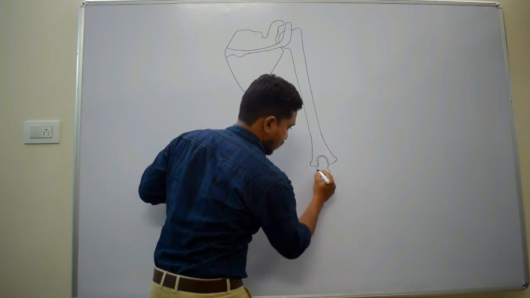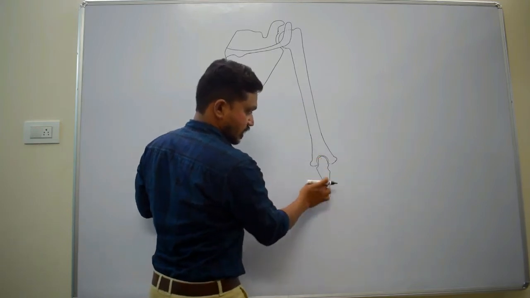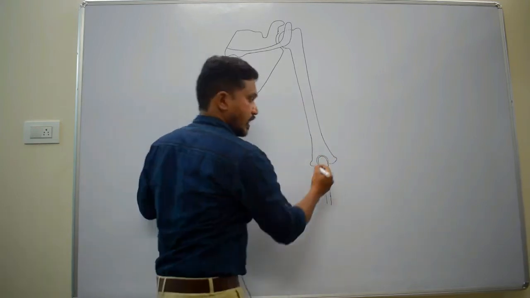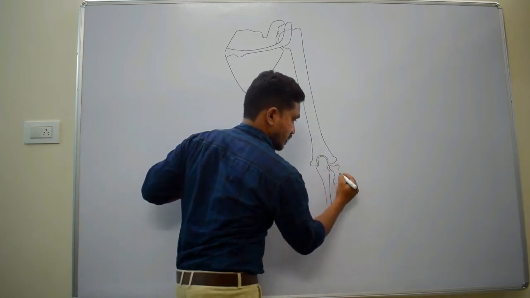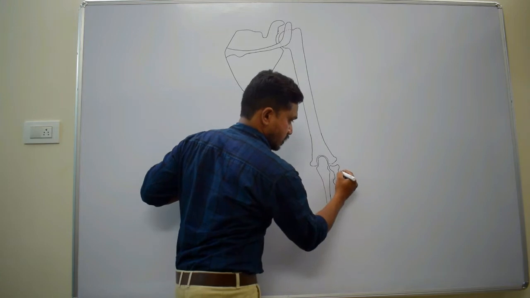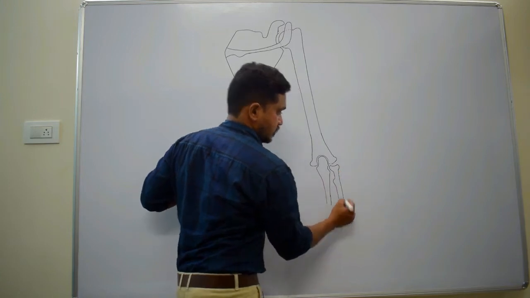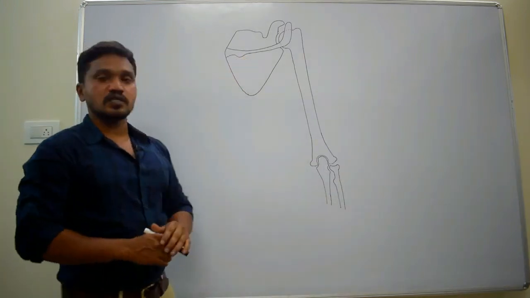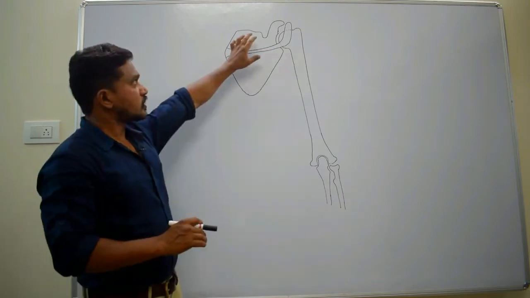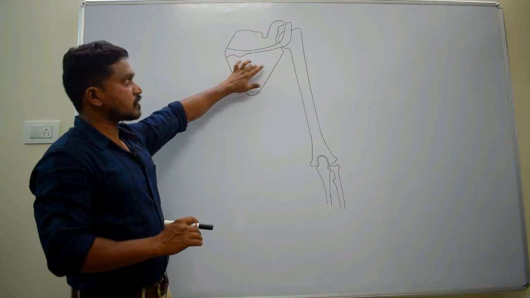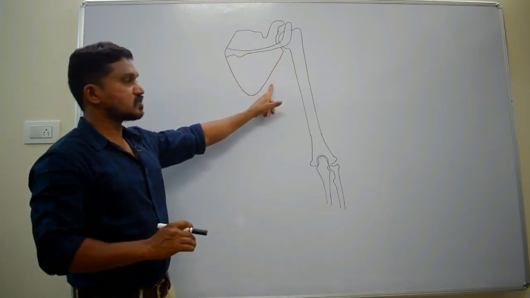This is the ulna. This is the olecranon process of the ulna and this is the shaft of the ulna. And laterally, this is the head of the radius, this is the radial tuberosity and this is the shaft of the radius. With these bony landmarks, we will discuss the muscles of the scapular region. Here, you can show supraspinatus muscle, infraspinatus muscle, teres minor muscle, teres major muscle.